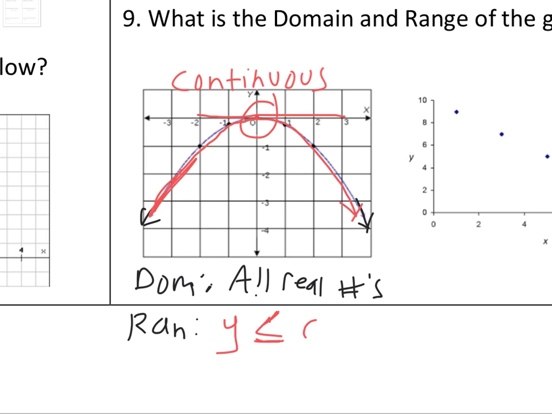So less than or equal to, and then whatever number that is. In this case, it is 0. Okay, so that'll be your range there. Because what this is saying is all the values that are less than or equal to 0 are solutions for your range, or your y values.